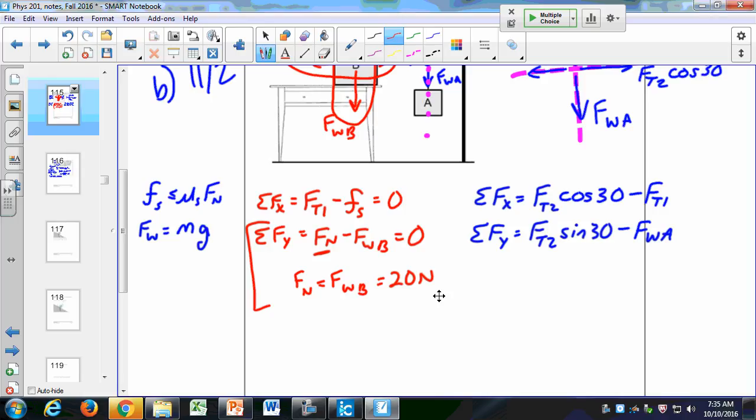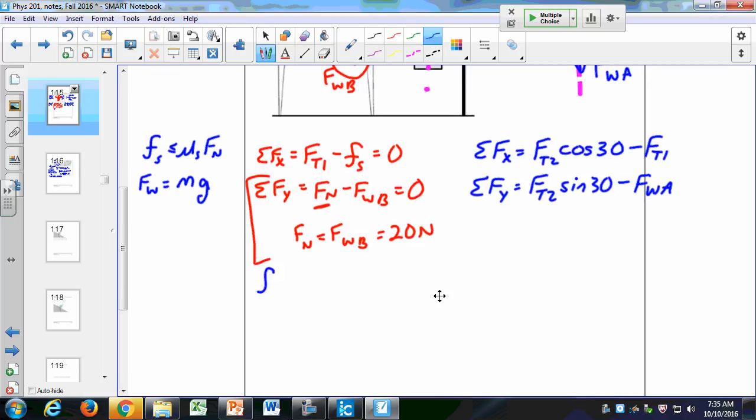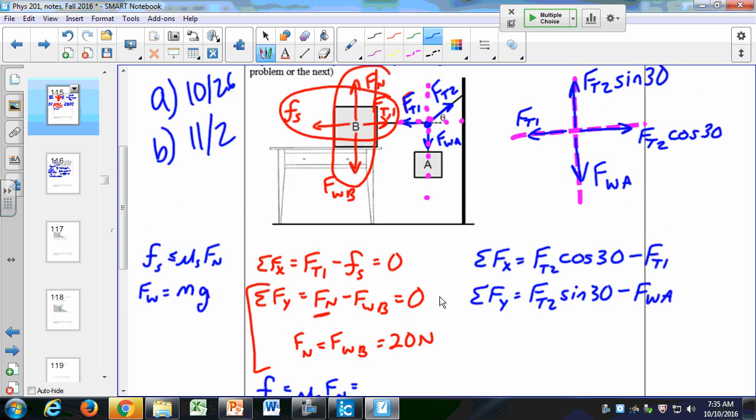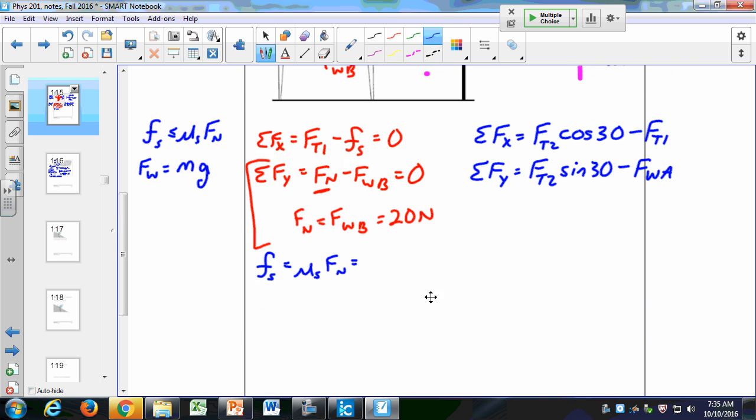However, then I can use that and determine what is the static frictional force. So Fs, that is acting on that block, is equal to mu s times the normal force. Mu s was equal to 0.2 times the normal force, which is 20 newtons. And so that's equal to 4 newtons.